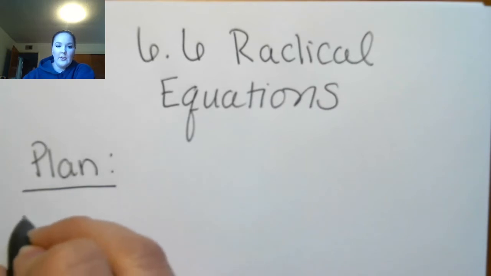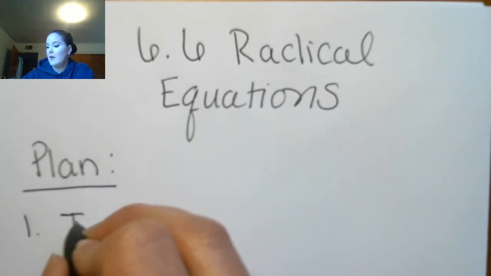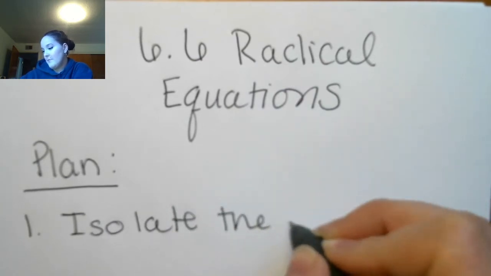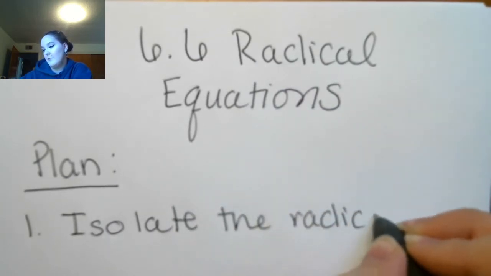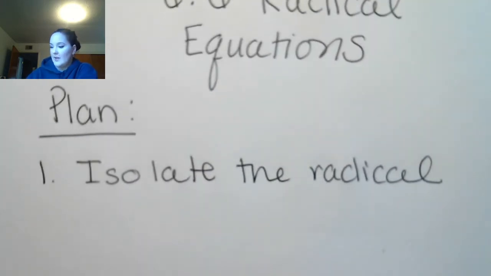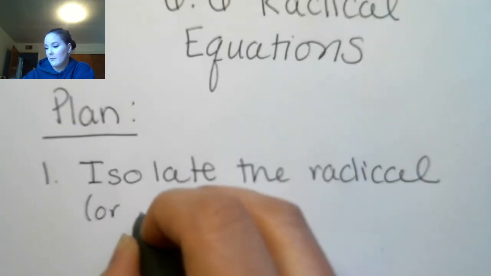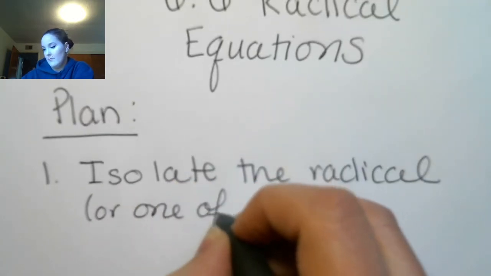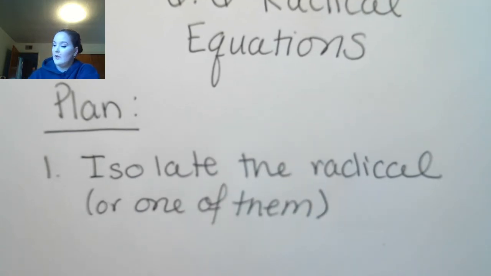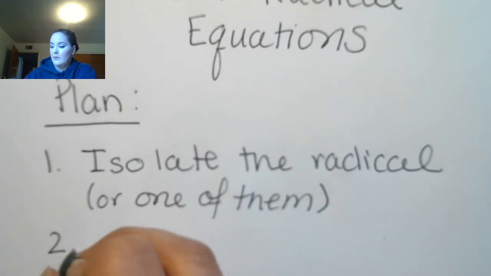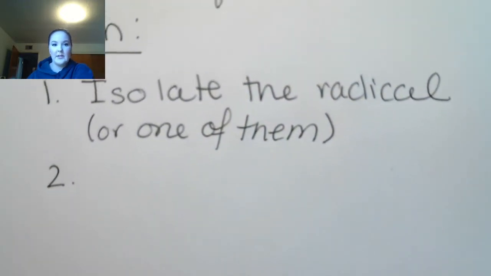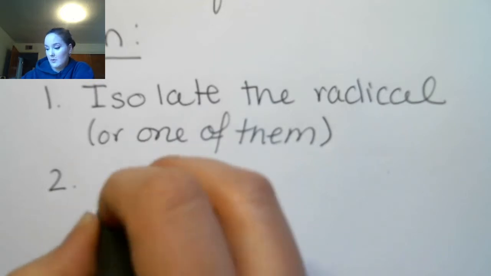The first thing you want to do is isolate the radical, or if there's more than one, you want to isolate one of them. Then the second thing you want to do is square both sides to get rid of the square root.